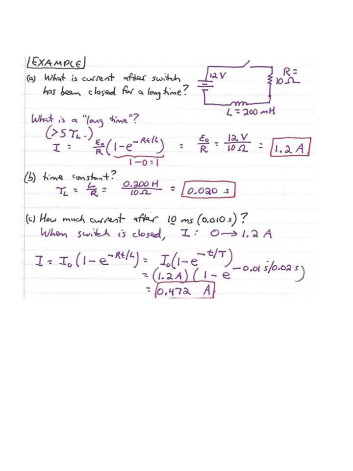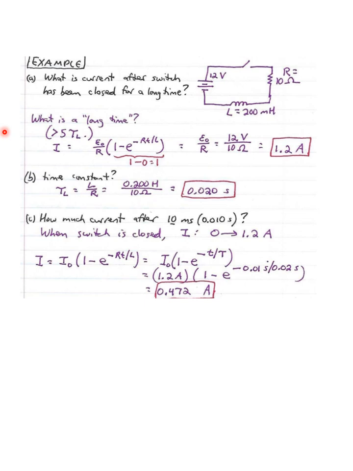Let's look at this example. You see the picture there with an inductor of 200 millihenries, a resistor of 10 ohms, and a 12-volt battery. Right now, as the picture's drawn, the switch is open. The question is, what is the current after the switch has been closed for a long time? And we can think, what do we mean by a long time? Well, just as we talked about when we learned about RC circuits with resistors and capacitors, we can think of a long time as being more than 5 time constants.